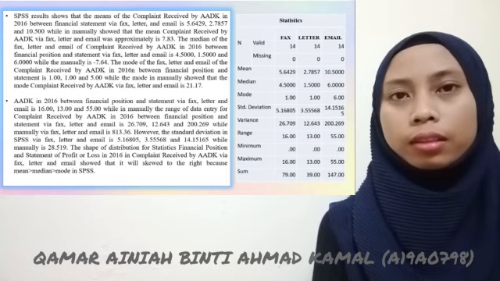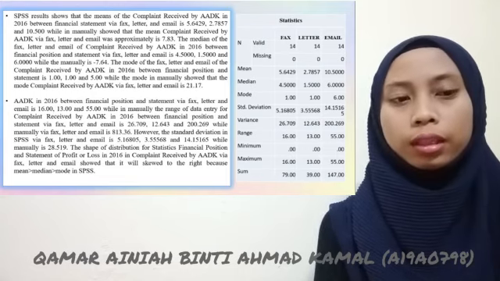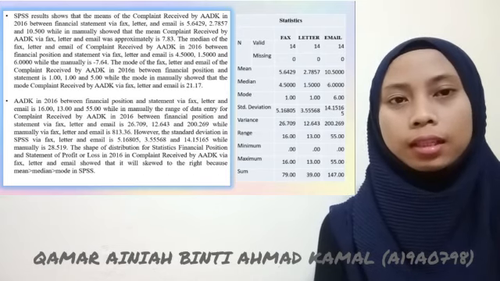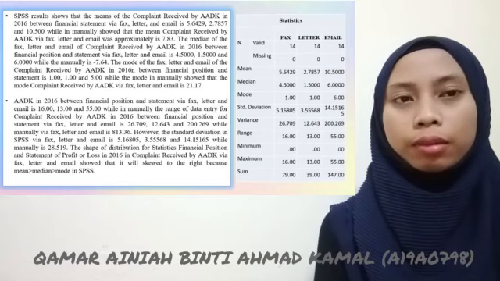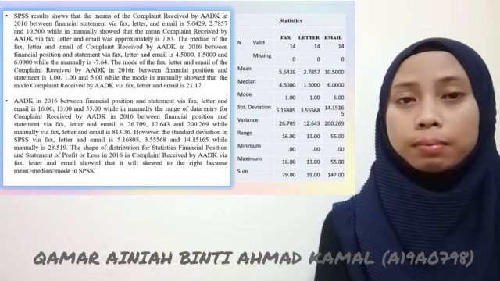The shape of the distribution for the statement of financial position and statement of profit or loss in 2016 for complaints received by AADK via fax, letter and email shows that it is skewed to the right because the mean is bigger than the median and the median is bigger than the mode.